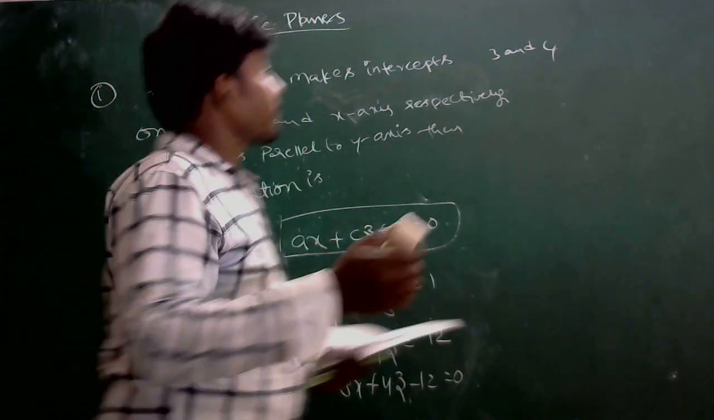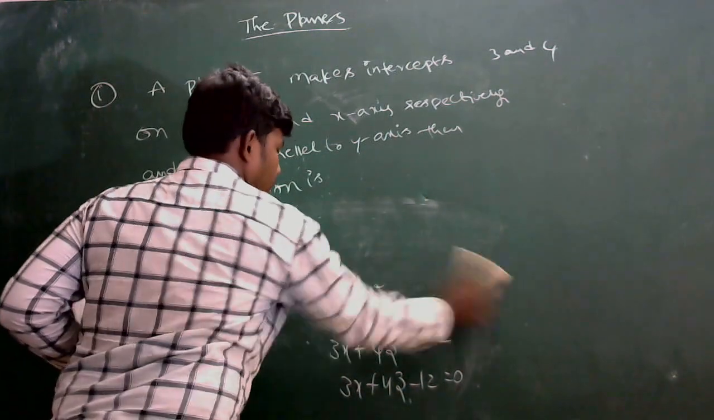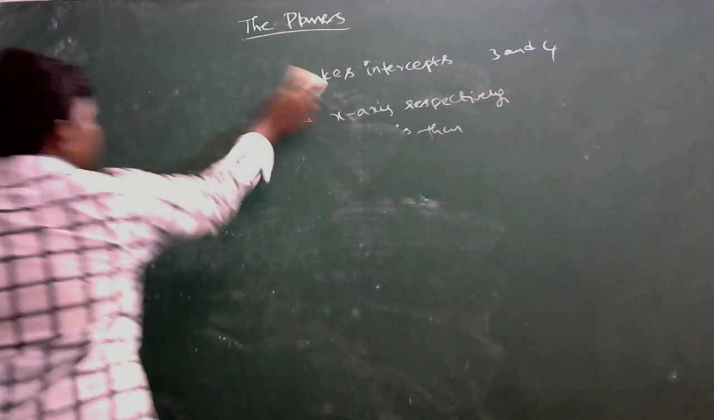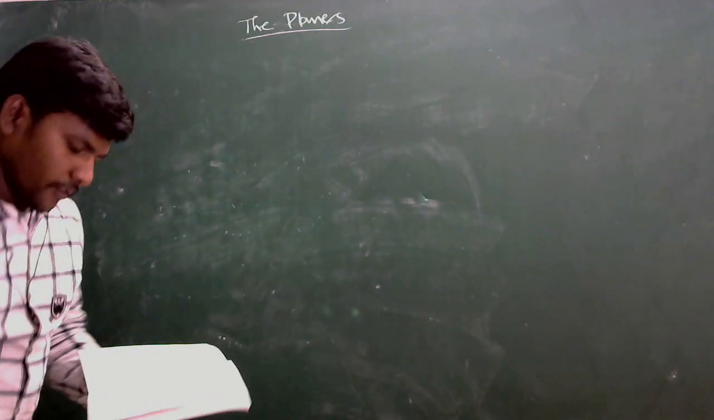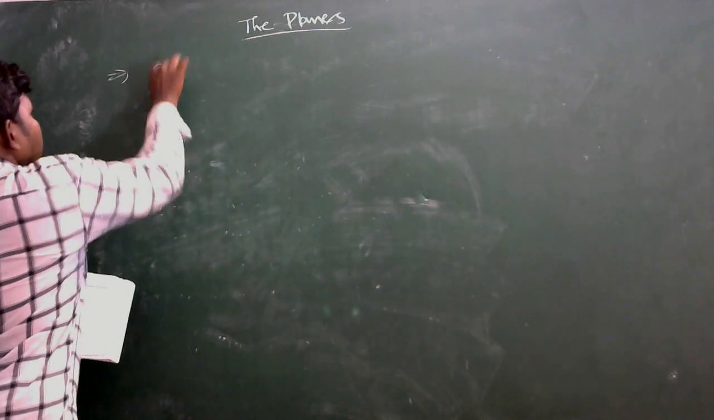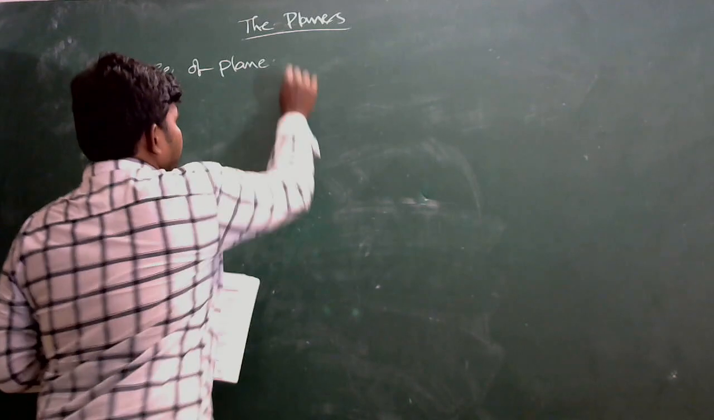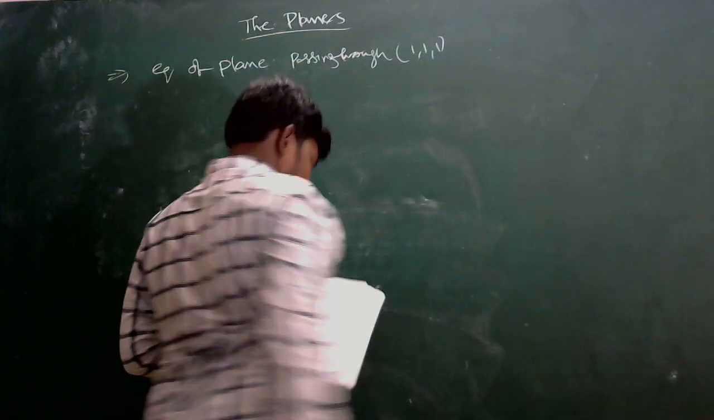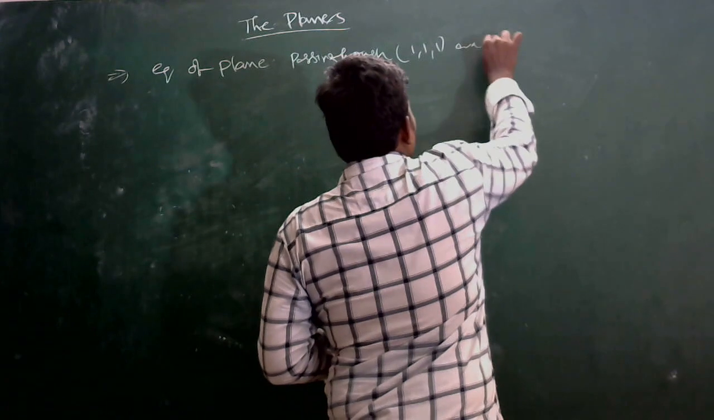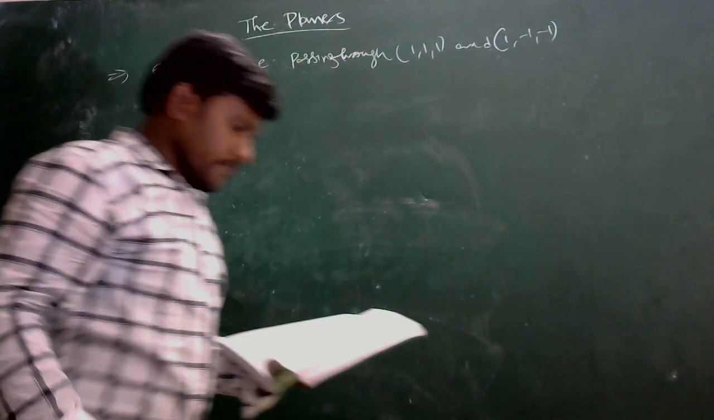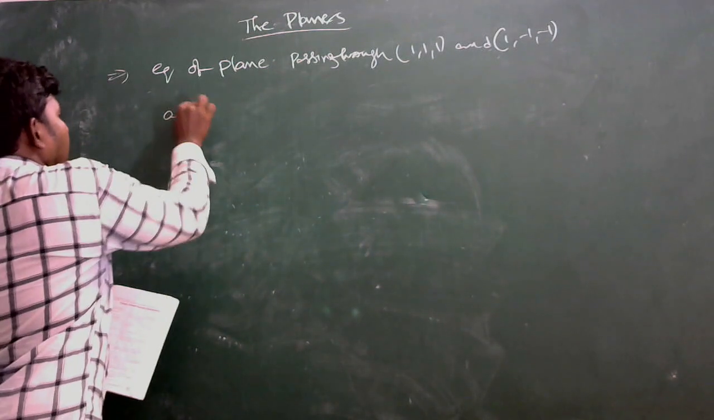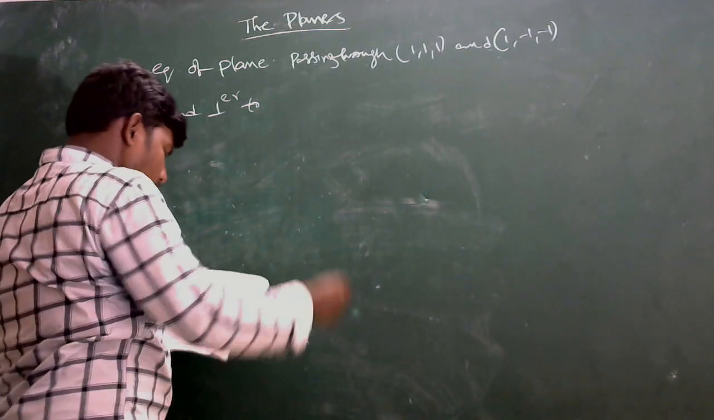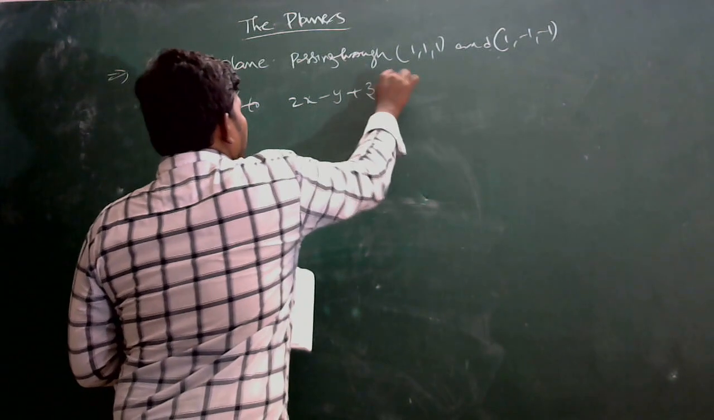Next question. The equation of the plane passing through 1, 1, 1 and 1, minus 1, and perpendicular to 2x minus y plus z plus 5 equal to 0.